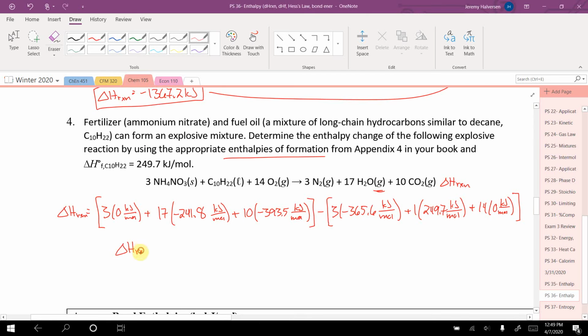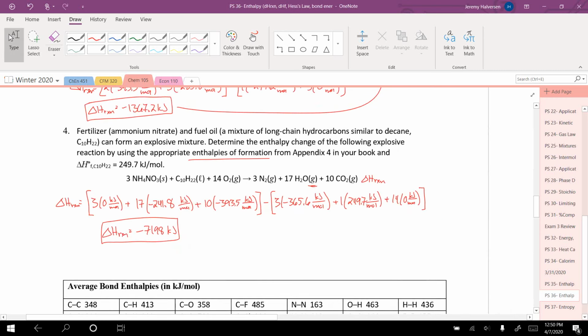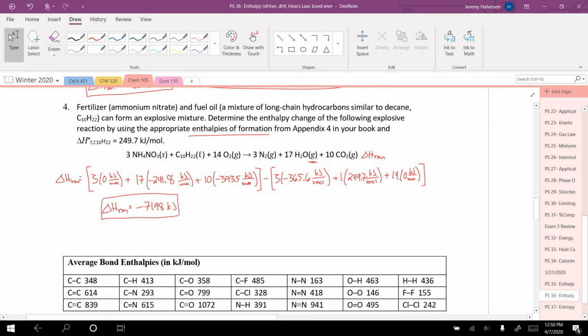So the delta H of this reaction is going to be negative 7198 kilojoules. There you go. So using enthalpies of formation again, products minus reactants.